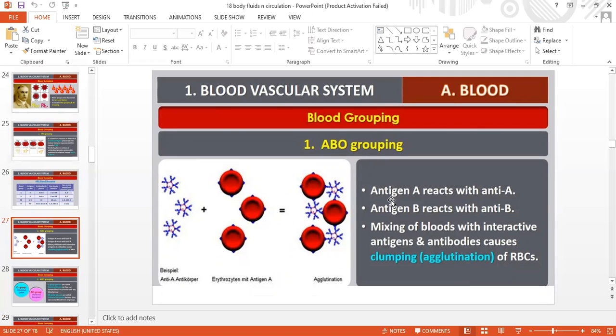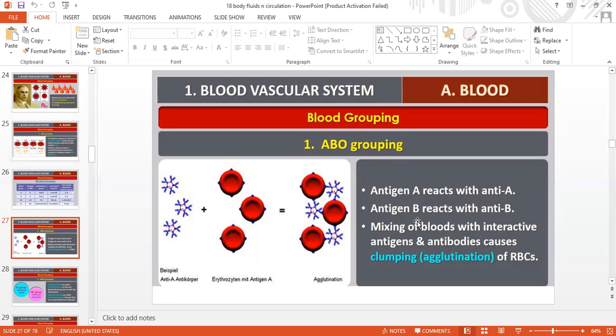Now, a person who has blood group A has antigen A, and suppose some other blood group is given to him, like blood group B. Now, the blood group B has anti-A. So, what happens? Antigen A reacts with anti-A.